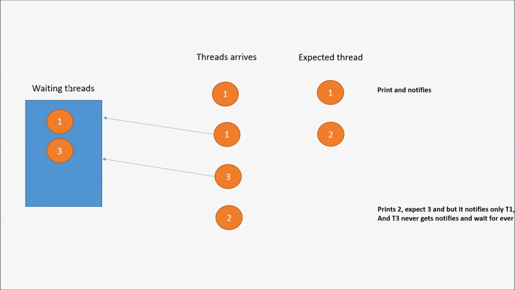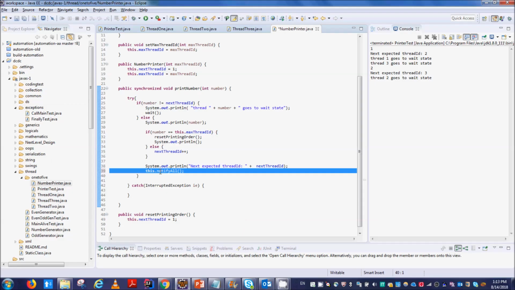Once they are notified, they will move from blocked state to runnable state, and we'll wait for the CPU to allocate them CPU time. When they get time to run, they will go to the running state, and then they will come back again to execute this method. That would have solved our issues. So we have modified our code to replace default notify with notify all. Let's run the code and see what happens.